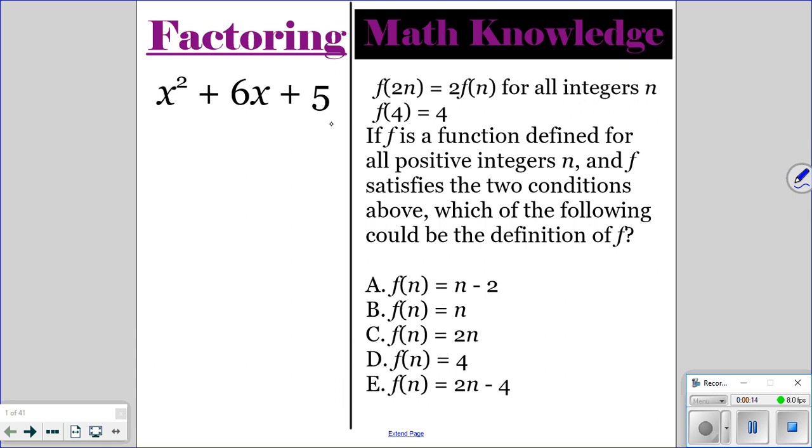You're looking for two numbers that multiply to give you 5 and add to give you 6. So the only two numbers that multiply to give you 5 are 1 and 5, and they do add to give you 6. So you'll have x plus 1 times x plus 5.